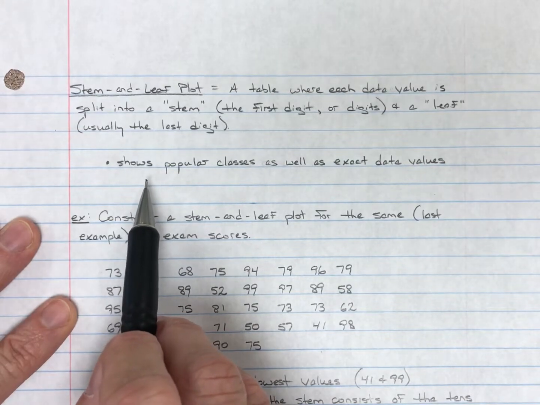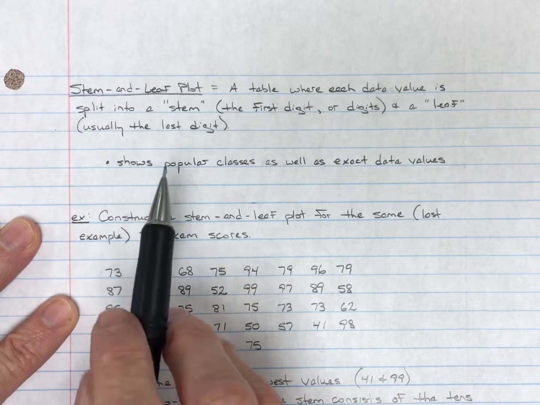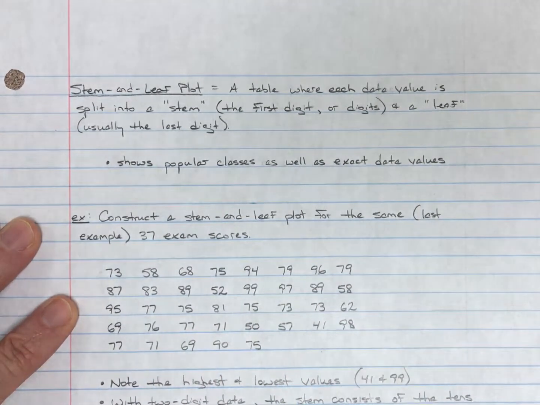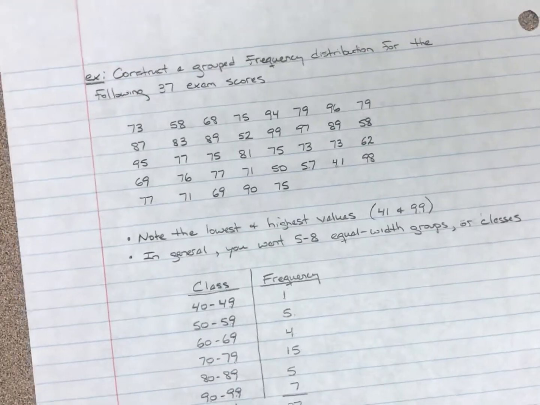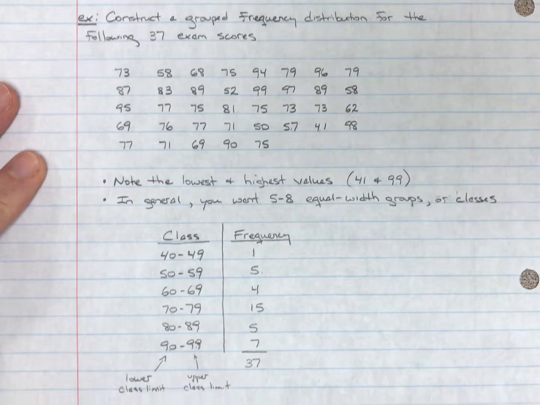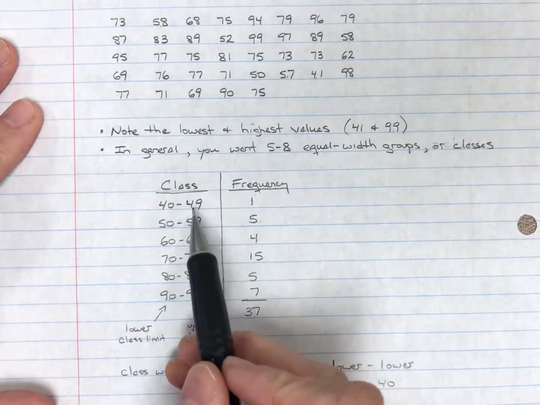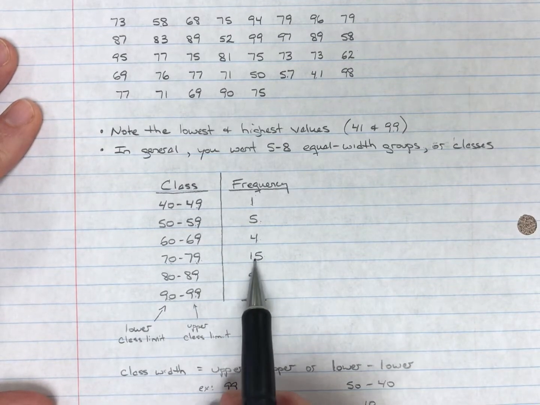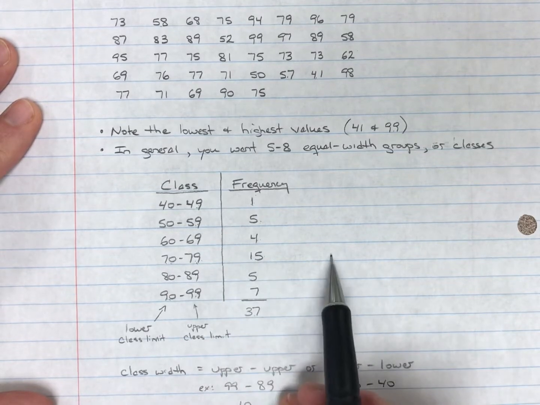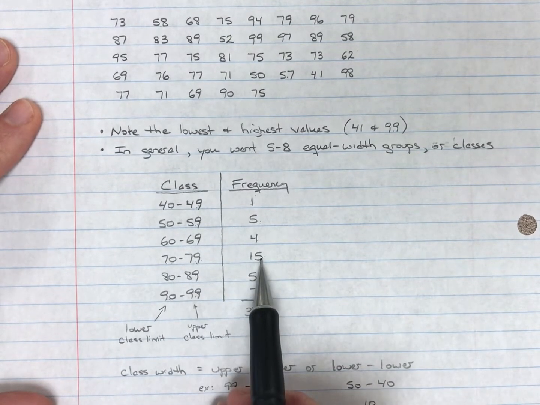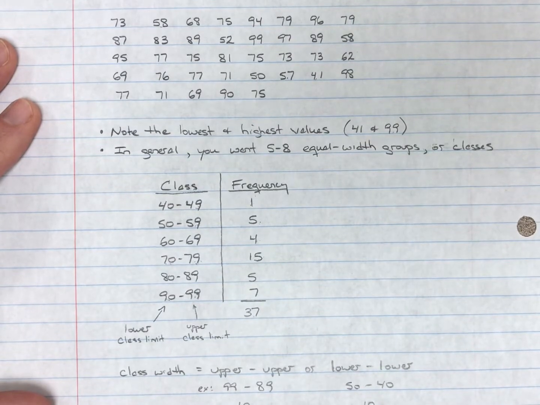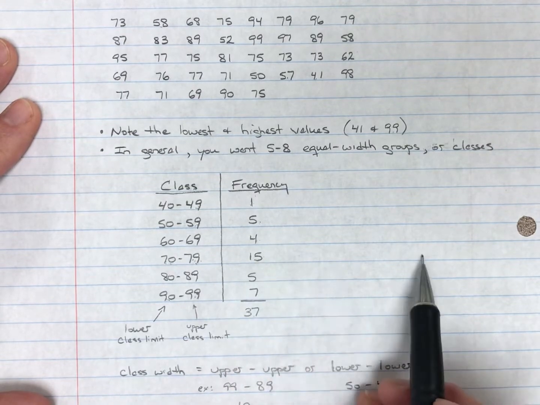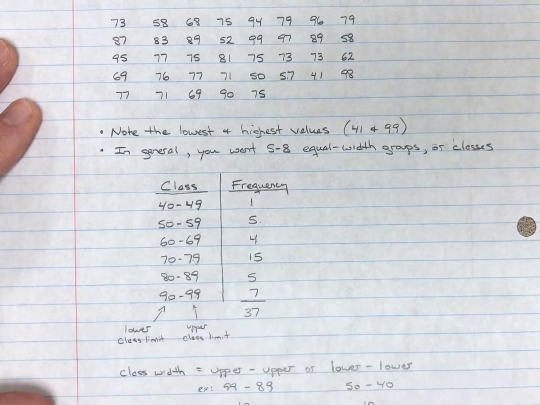The positive to stem and leaf plots is they show the popular classes as well as the exact data values. So if we go back to here with our grouped frequency distribution, we can see that the 70 to 79 class is the most popular class. It has 15 values in it, but we don't know what those values are. We just know that's the most popular class. A stem and leaf plot will do both. It'll show us that the 70s is the most popular class, it'll also show us all the values that are within that class of 70s.